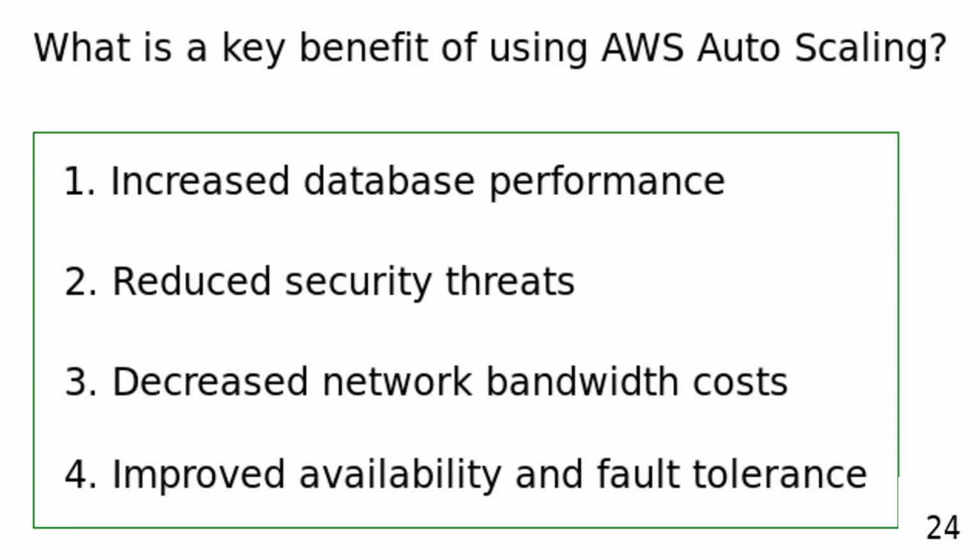What is a key benefit of using AWS Auto Scaling? Increased database performance. Reduced security threats. Decreased network bandwidth costs. Improved availability and fault tolerance.